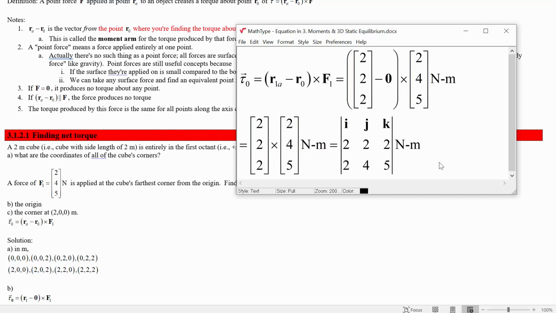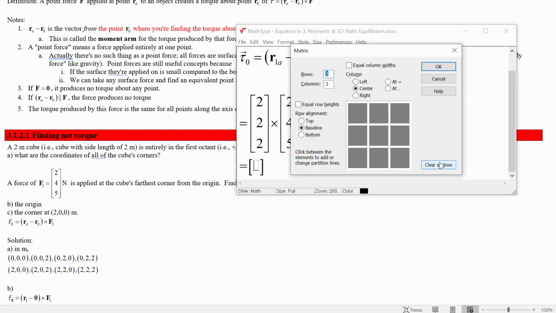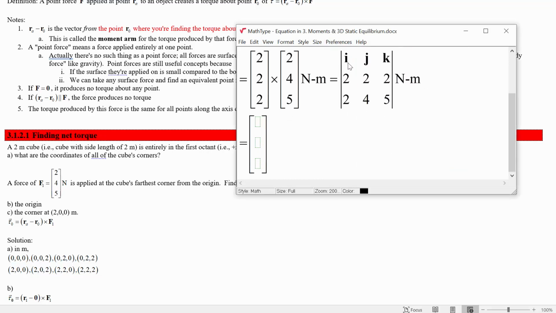Newton meters. Okay, so now to figure out what you would get for i in this thing, it's i times the determinant of what's left over here. Or if you like the 3 by 3 determinant trick, you can go this times this times this minus this times, go through the wall, this times this. It ends up being the same as the determinant of this little 2 by 2 there. Either way, you get 2 times 5 minus 2 times 4.